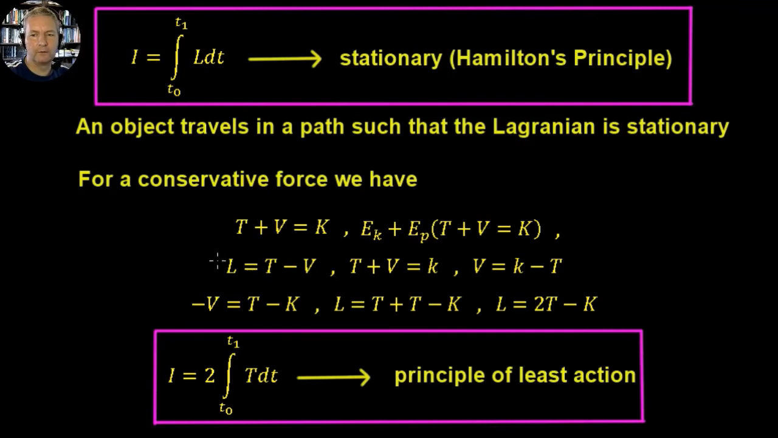So we could say that the kinetic energy plus the potential energy is a constant. If we do a little bit of algebra here, we can say that the Lagrangian is T minus V, and T plus V is K. So from these two little equations we can say that V equals K minus T. So minus V equals T minus K, and L equals T plus T minus K. So L equals 2T minus K. Now we'll leave out the K here for a second, and what we can do is rewrite this as I equals 2 times the integral from t0 to t1 of the kinetic energy T with respect to time. Now this is called the principle of least action. So it's really a subset of Hamilton's principle, Hamilton's principle employed for conservative forces only.